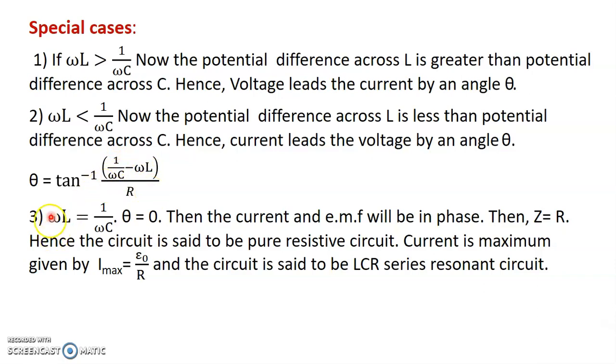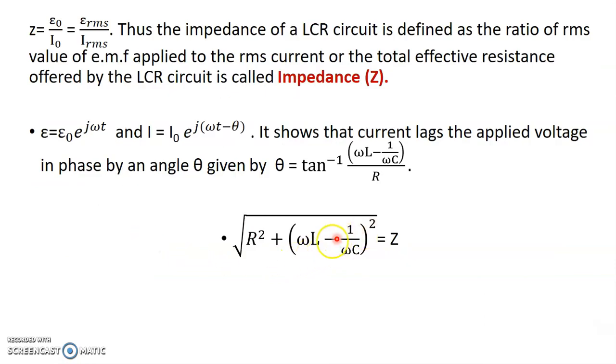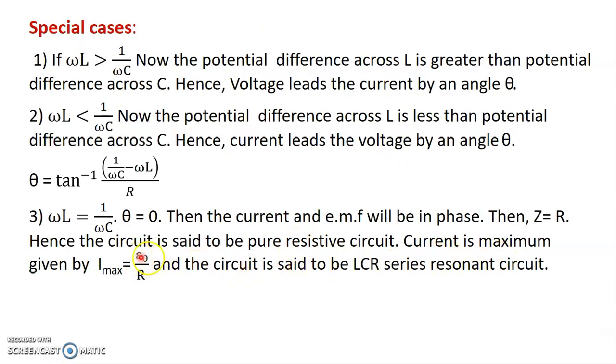However, in the third case, if ωL is equal to 1/ωC, then theta becomes 0. Then the current and EMF will be in phase. For ωL equal to 1/ωC, the Z expression becomes Z = R. Hence, the circuit is said to be a purely resistive circuit. Current is maximum, given by I max = epsilon naught by R, and the circuit is said to be an LCR series resonant circuit.